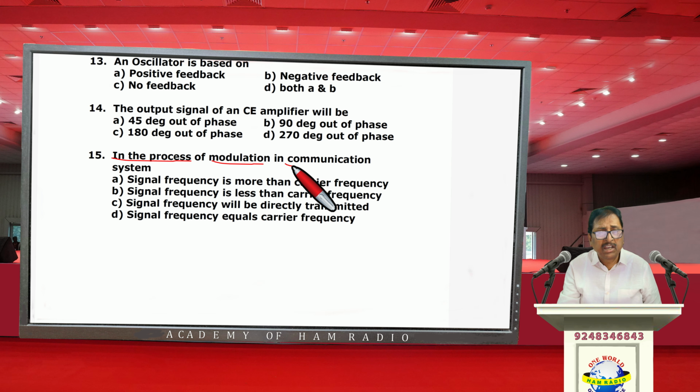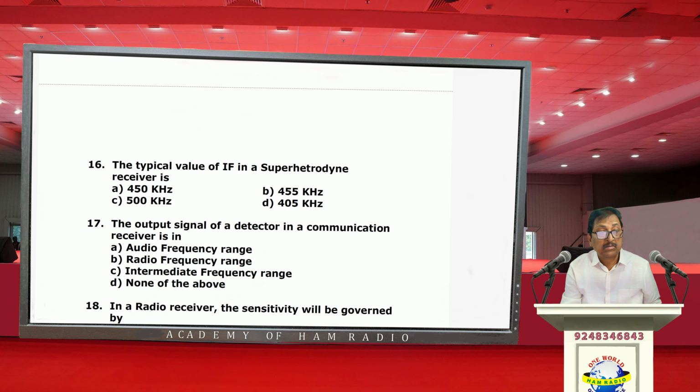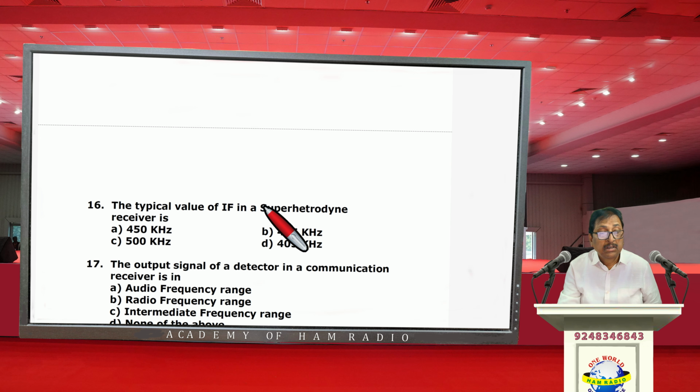In the process of modulation in a communication system, signal frequency is less than carrier frequency. In fact, carrier frequency is much bigger than signal frequency. Signal frequency will be very, very small when compared with the carrier frequency. So Bravo is the correct option. The typical value of IF in a superheterodyne receiver is 455 kilohertz. Bravo is the correct option.